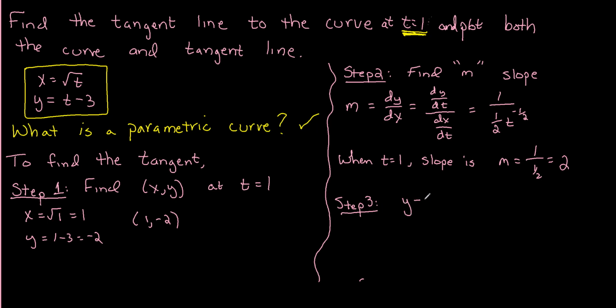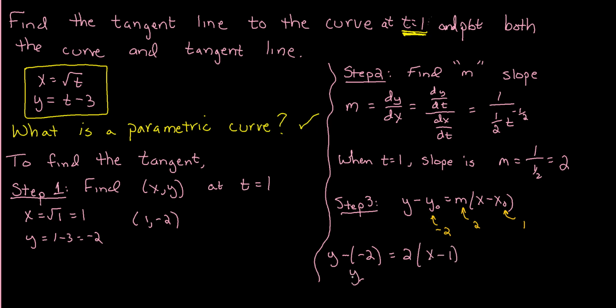So we're going to go y minus y naught equals m times x minus x naught. I've got a point. I've got a y coordinate for my point, which is negative 2. I've got an x coordinate for my point of interest, which is 1. And now I know my slope, which is 2. I've computed all those pieces so far, so step 3 is just putting it all together. So I've got y minus negative 2 equals 2 times x minus 1.